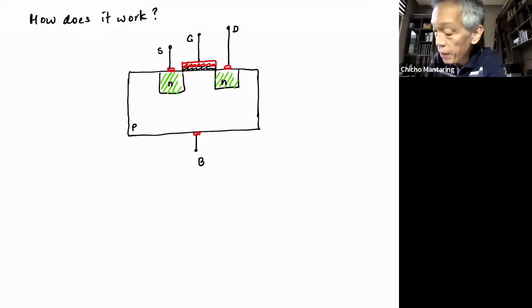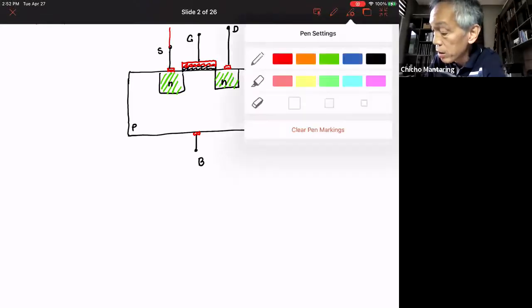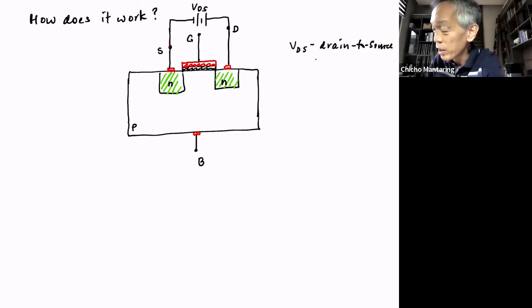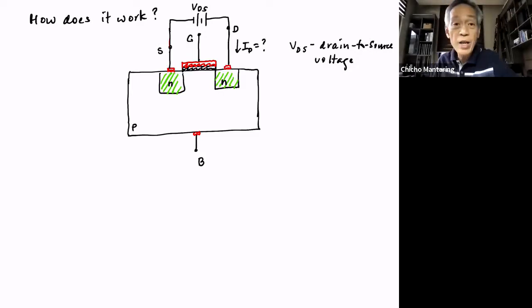What will happen if I connect a voltage between my drain and source equal to this? Let me call this VDS. So VDS is the drain to source voltage. What will be the value of I sub D? Can anybody make a guess? What will be the value of I sub D if I just connect a voltage between my drain and source? Any guesses?